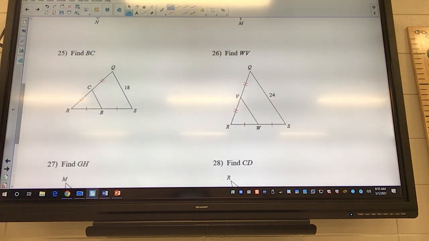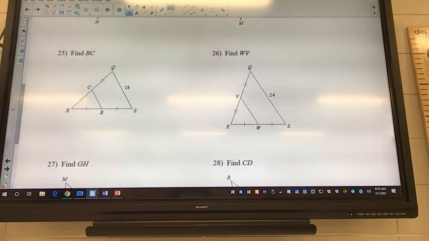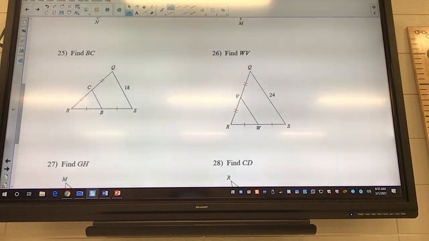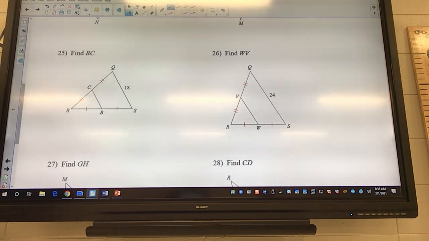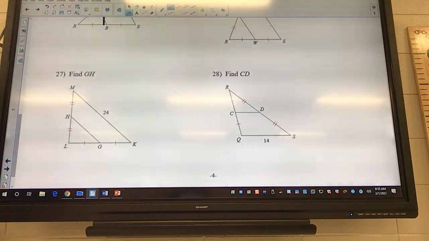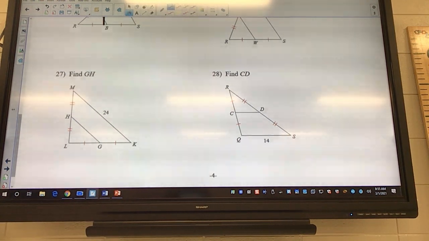BC. Is it smaller or bigger? Smaller. It's the smaller one, and the bigger one is 18, so what's the smaller one going to be? 9. Okay. GH, the bigger one's 24, what's the smaller one going to be? 12.